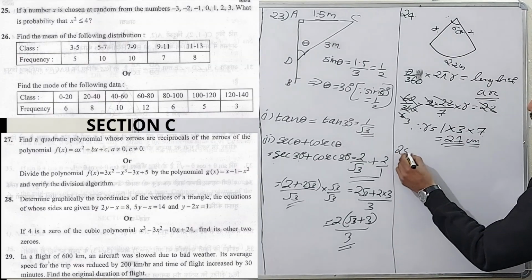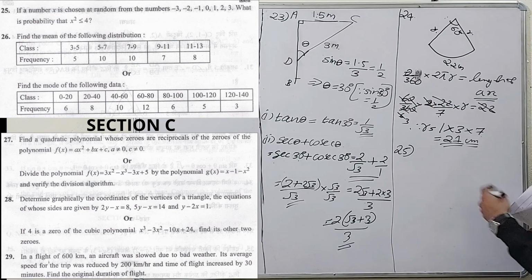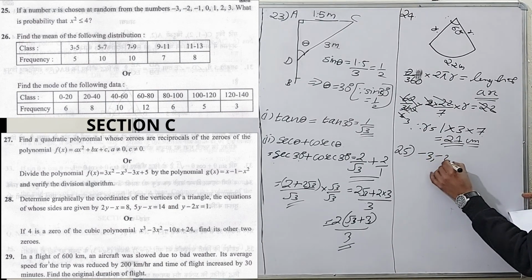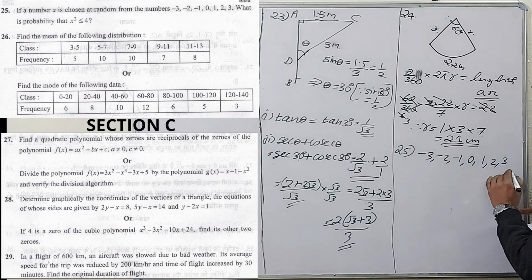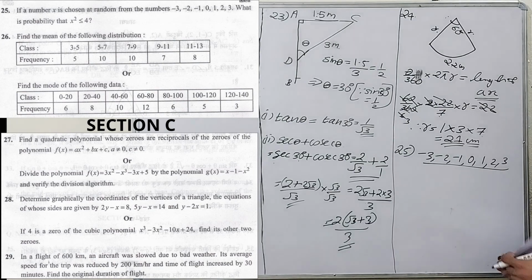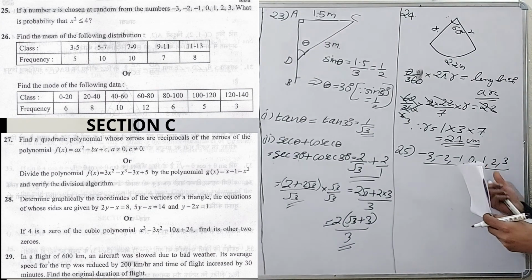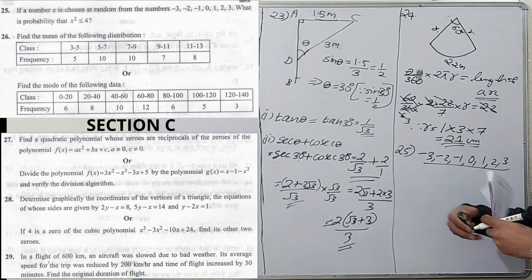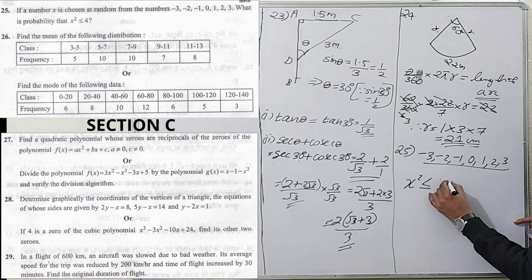Now come to question number 25. That is a question from the chapter probability. It is said that there are 6 numbers given: -3, -2, -1, 0 and 1, 2, 3. Sorry, not 6, 7 numbers are given. And if a number x is chosen from this set of numbers, what is the probability that x square is less than or equal to 4?